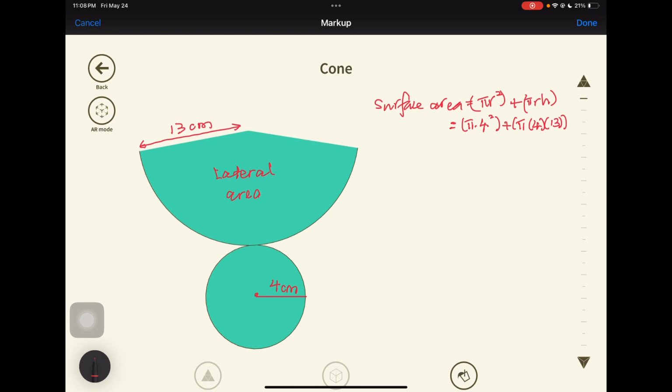Okay, so what we're doing here is that we want to find the area covering the upper part of the cone. So let's do this. We have 16 pi plus 52 pi, and then we know that this is going to be 68 pi. So you can use the pi on your calculator to calculate further, and you will get 213.63 centimeters squared. So that's how we calculate the surface area of a cone.